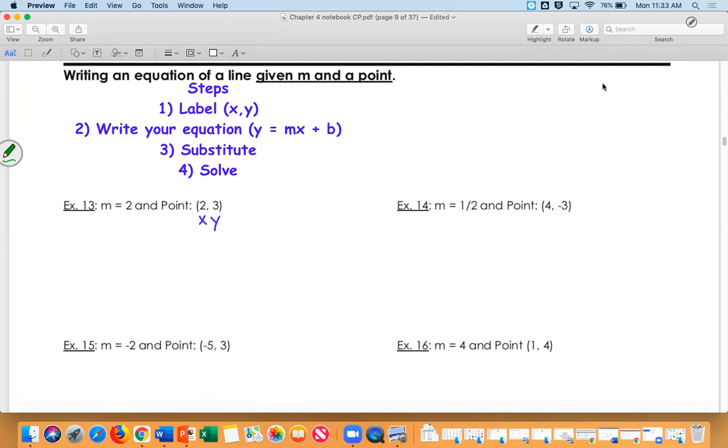What's step number 2? Write your equation is always going to be write your equation. In our case, it's going to be writing y equals mx plus b. Before, when we were doing slope, the steps were label your points, x1, y1, x2, y2, and then write our equation: m equals y2 minus y1 over x2 minus x1. So it's the same steps over and over again. I'm going to write y equals mx plus b.